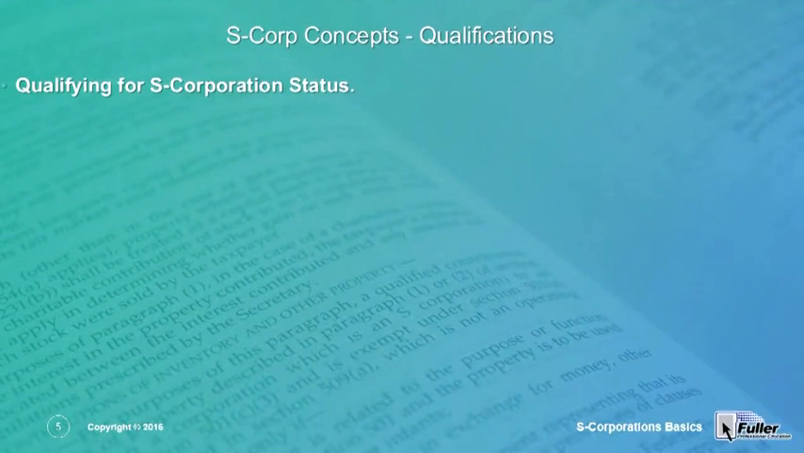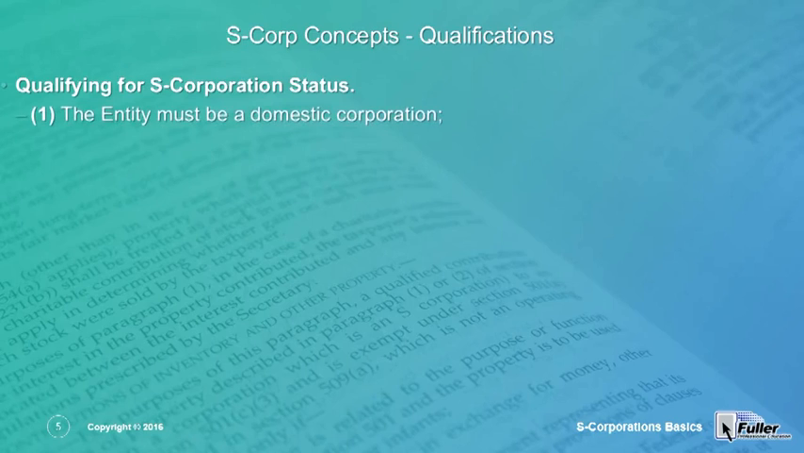We want to look at qualifying for S corporation status now. And what are the requirements for doing so? Really, what we care about for purposes of qualifying as an S corporation is the shareholders. We're going to look at what the shareholder makeup is. As long as the shareholders at the time of the S election meet this requirement, then you can be an S corporation. Of course, if you fail to meet the requirement at any point in the future, you then lose your S election. So the entity must be a domestic corporation.